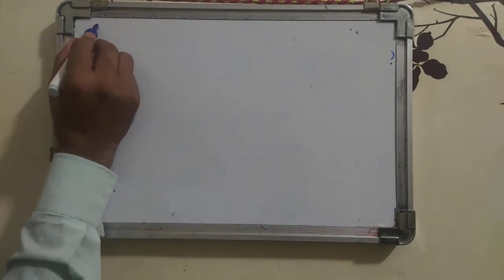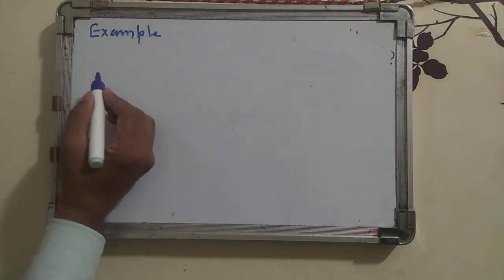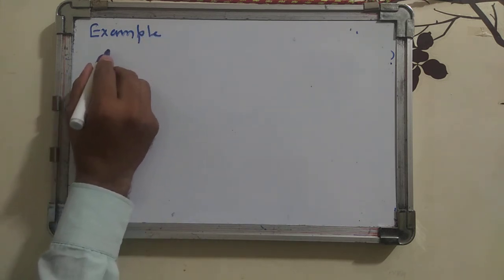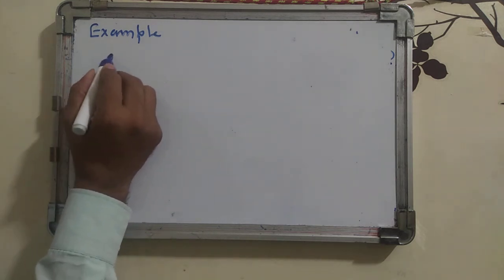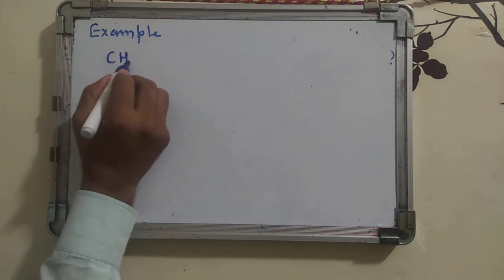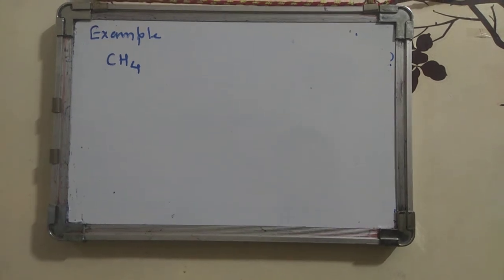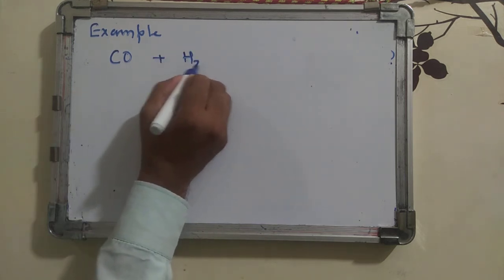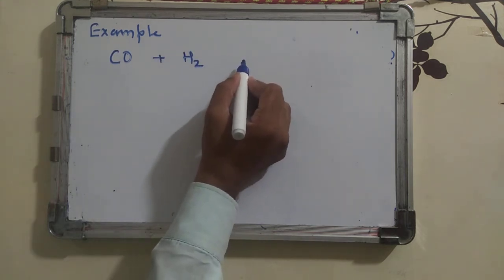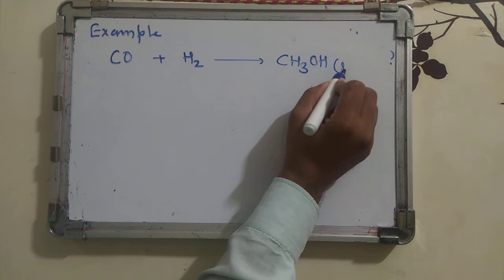Thank you. Now we will see examples of a few reactions given in the NCERT book. Methanol molecule we can prepare from hydrogen gas. When carbon monoxide gas reacts with H2, then it produces CH3OH. This is methanol in the liquid state.